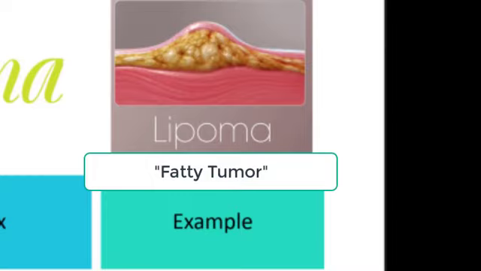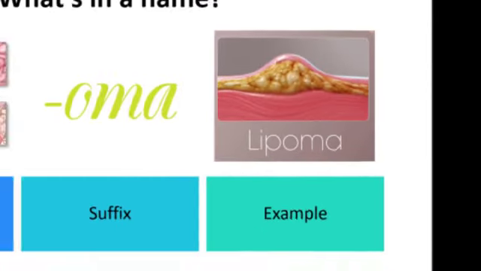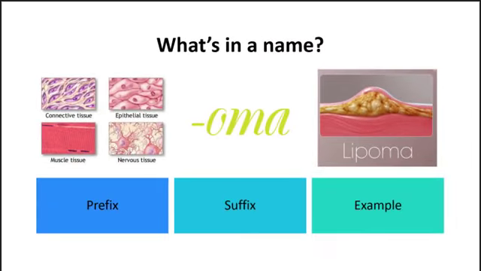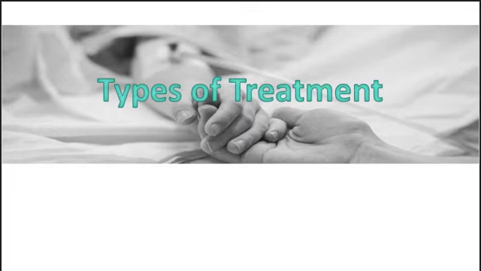So this one means that there is a fatty tumor. As you learn about each of these neoplasms, remember to look toward the name for clues of its origin, and that should help you narrow your answers down. Now, the type of treatment involved is also going to depend on what type of tumor is present.